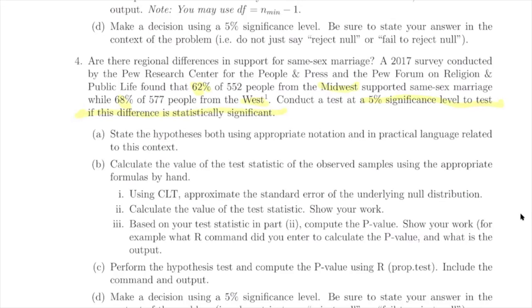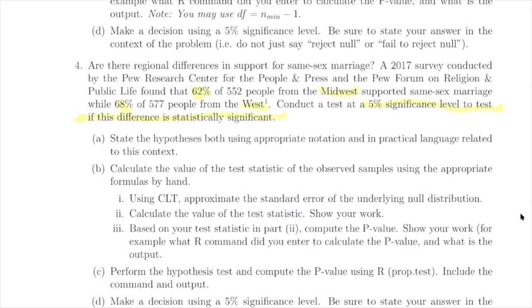So setting up the hypotheses, that was okay? Yeah. So setting up hypotheses means we input the x1 and x2, right? So the hypotheses would be H0 and HA. These are claims about the population parameter. In this case, the difference in the proportion of all people in the Midwest that support it compared to the proportion of all people in the West that support same-sex marriage.